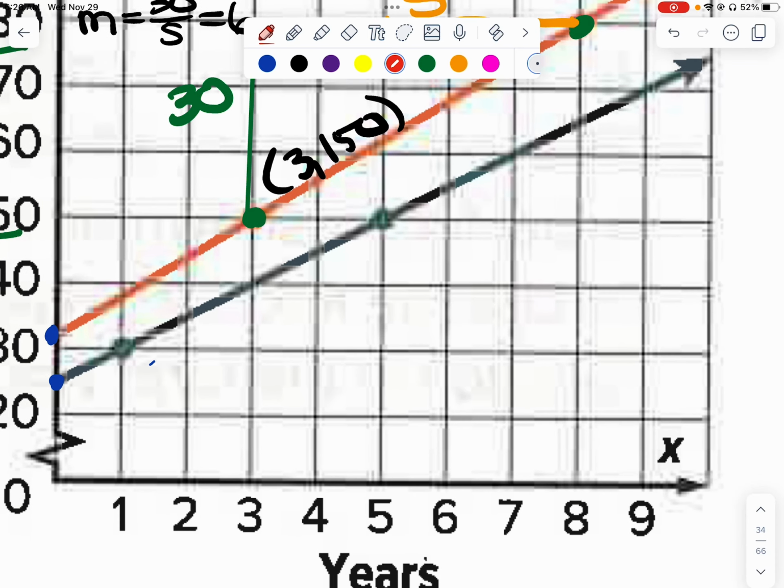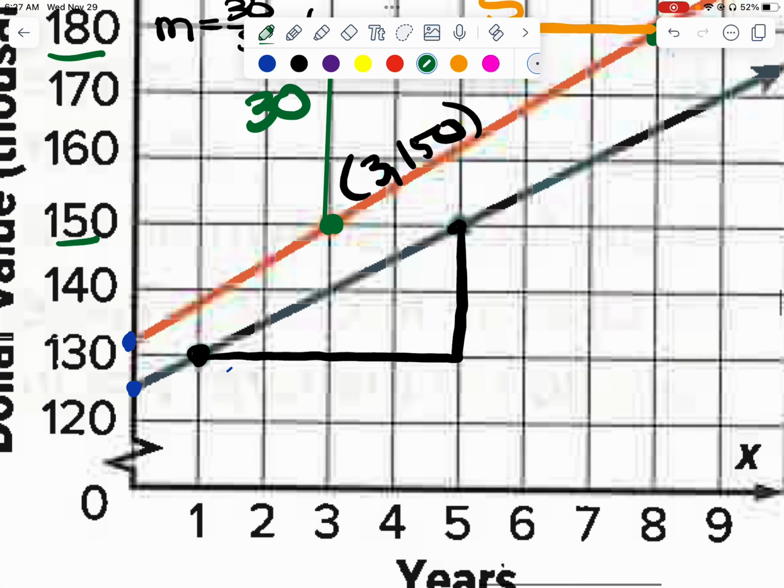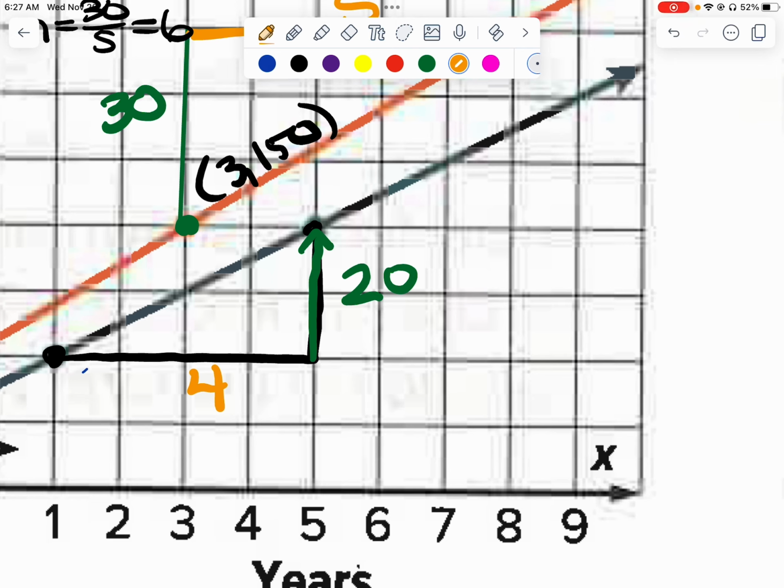So I come over here. I have a point here and a point here, and I'm going to draw my triangle. So how far up does it go? Well, this starts at 130 and goes up to 150. So that went up 20. Down on the bottom, it goes from 1 to 5. So that goes over 4. So my slope for this one is 20 over 4, which is 5.